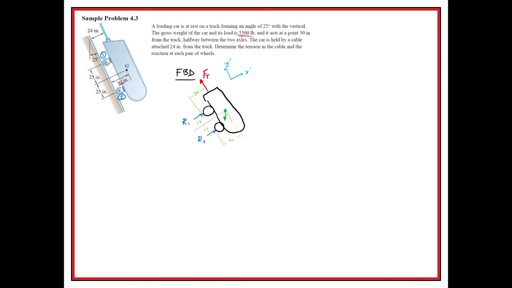Let's see. The gravity. Okay, so the thing weighs 5,500 pounds. It would be helpful for us to make this in the Y prime direction and this in the X prime direction. Looking at that and looking at that angle, we could see that the weight in the X prime component right here is going to be 5,500 times the cosine of 25 degrees, and the weight in the Y prime direction is 5,500 times the sine of 25. You want to double check on those because it's easy to get them mixed up all the time. I do all the time.